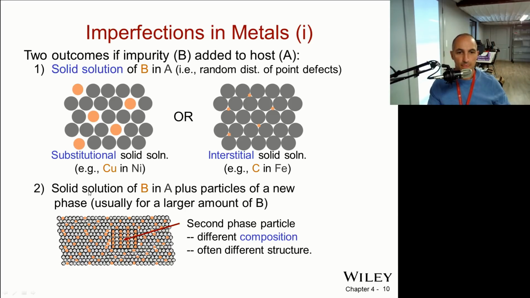The other type of solid solution is B and A plus particles of a second phase. And this is usually for a larger amount. So when a small amount can remain in solid solution, the more and more B that we pump in there, at some point it reaches a saturation point, and the B atoms start to precipitate out as a second phase. Analogous to a solution, like adding sugar or salt in the water.